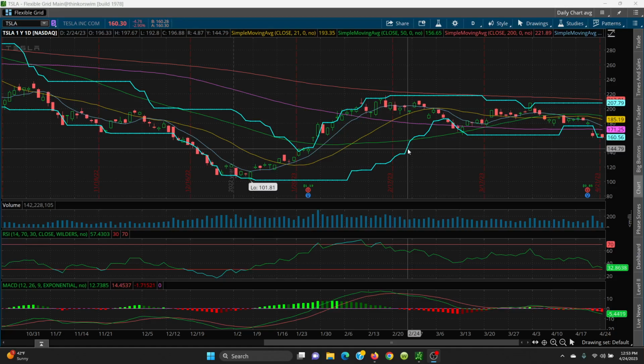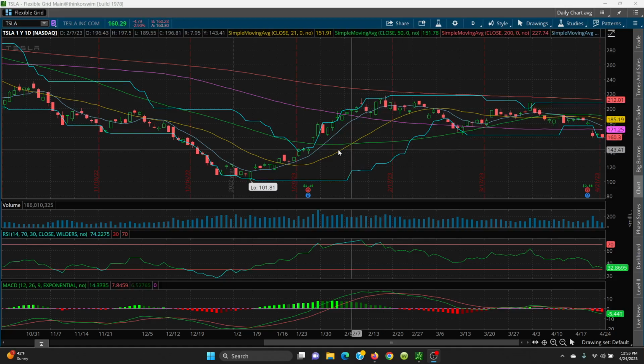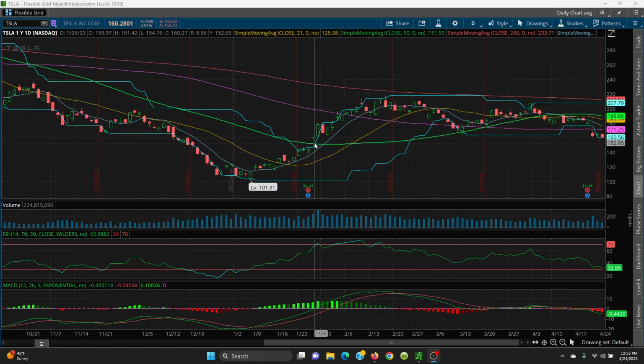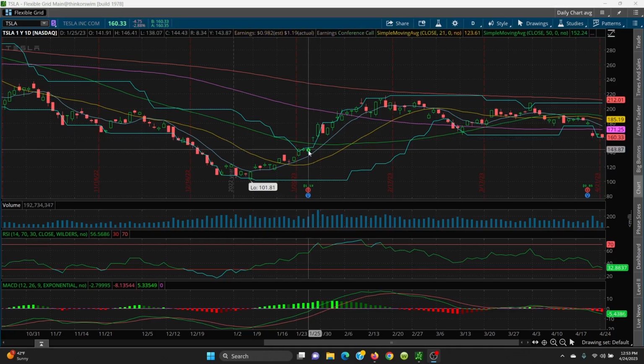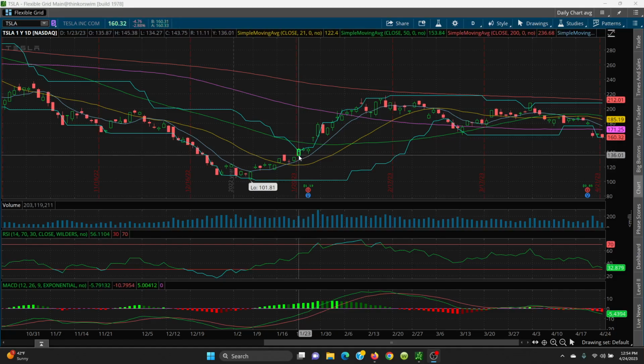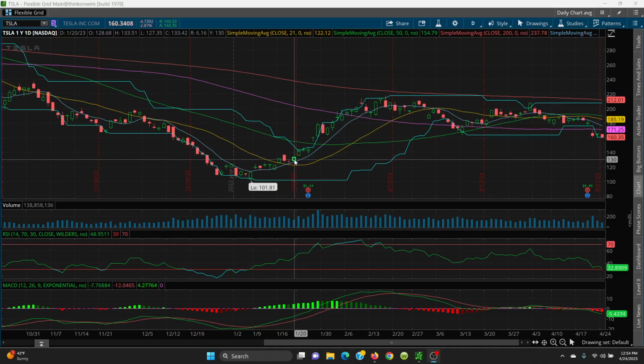Now, if it doesn't, then we have to look here on the left-hand side where all the gaps and fills are. So we look at this candle here. The low is 154.76. That's the gap. Then here's the fill. This is 146.41. Then we go to the next one. This one here, the low is 134.27. That's the gap. And here's the fill at 133.51.